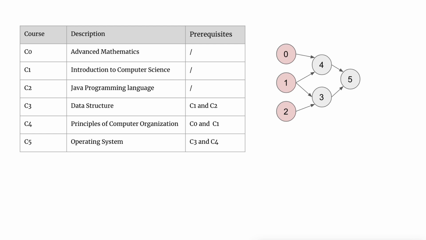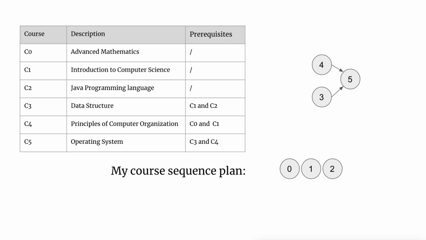In this graph, you can see that no arrows point to courses 0, 1, and 2. This indicates that those courses currently have no prerequisites. So here's my course selection plan. I can take courses 0, 1, 2 first. However, please note that this is just one possible order, which means when it comes to courses 0, 1, 2, the order in which I take them doesn't matter.